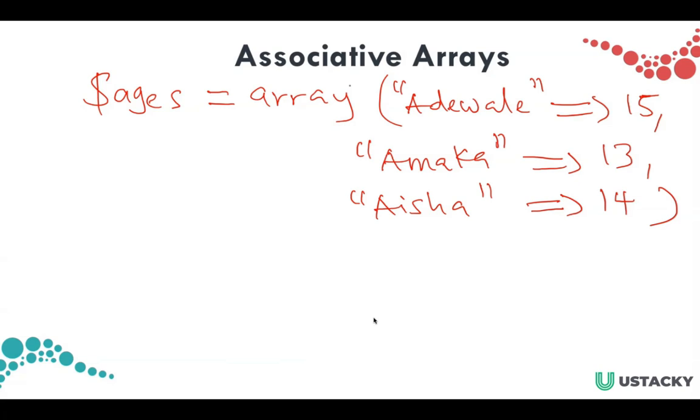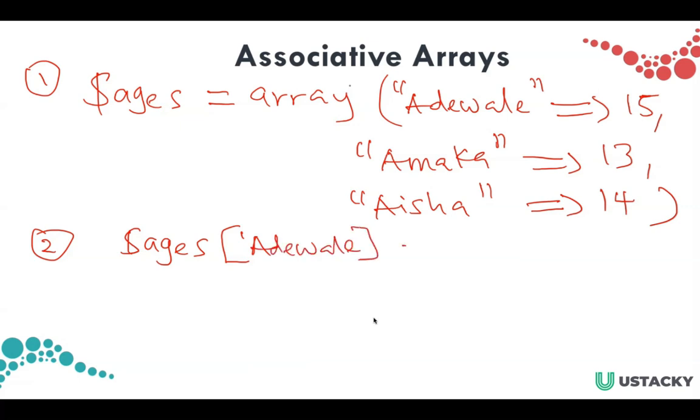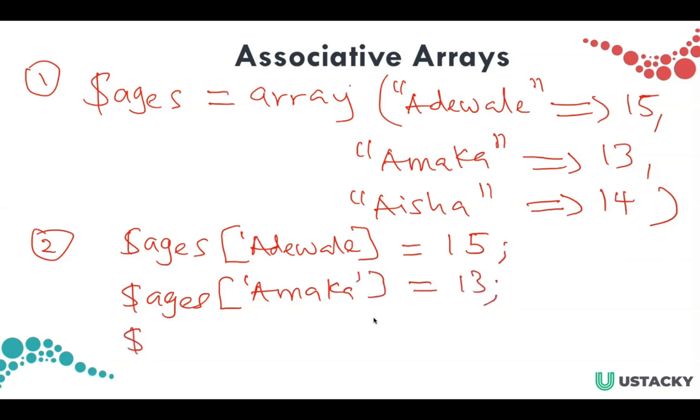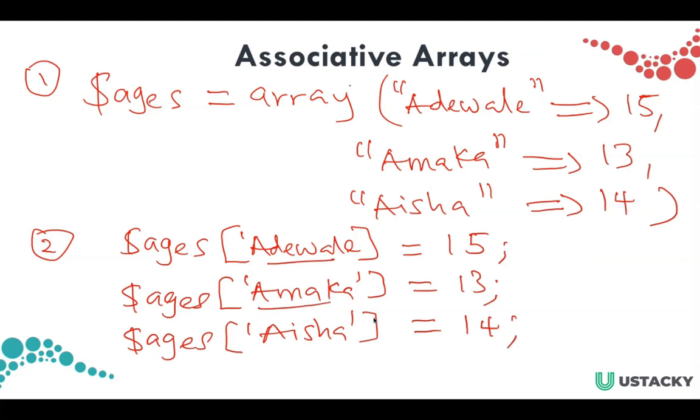This array can also be represented in another format. Let us assume this is the first format. The second format is creating a variable array with the key. This is Adewale, so you can assign the value to it like this. And also you have $ages with the key Amaka, and you can assign a value to it. And lastly, we have $ages with Aisha, and the value is 14. One important thing you have to note here is that these keys have to be unique. That is, no two values must have the same key. Now let us represent our associative array in our IDE and do some programming.